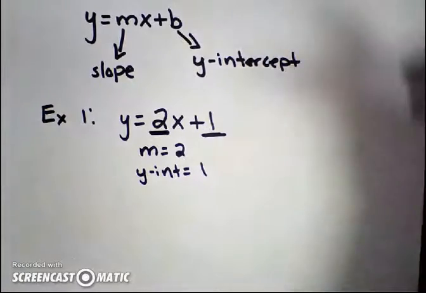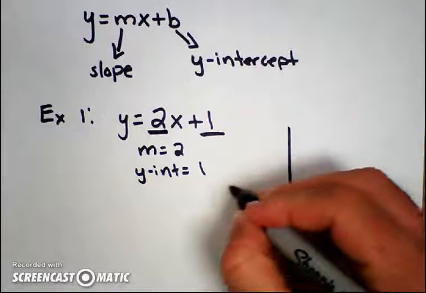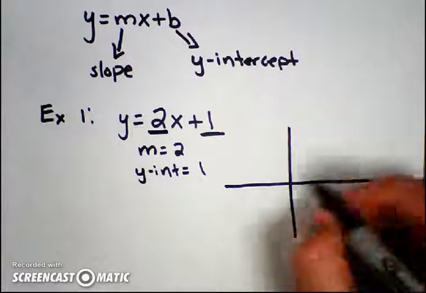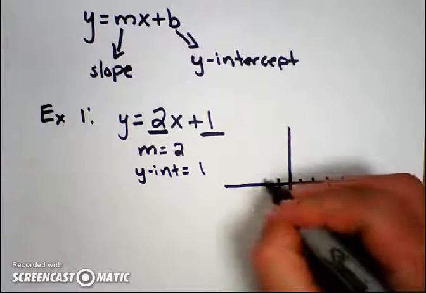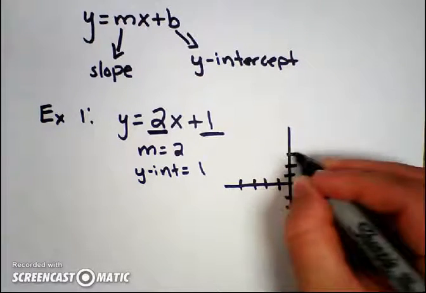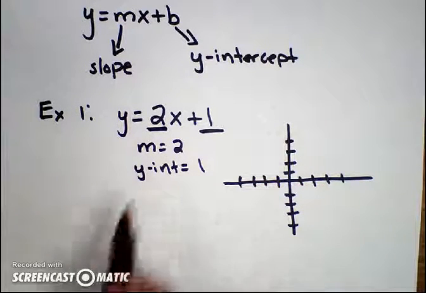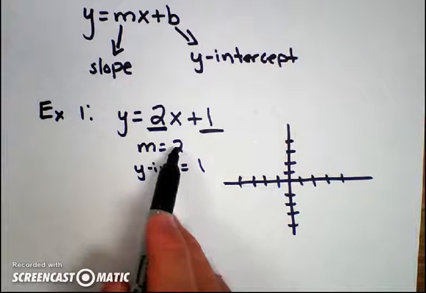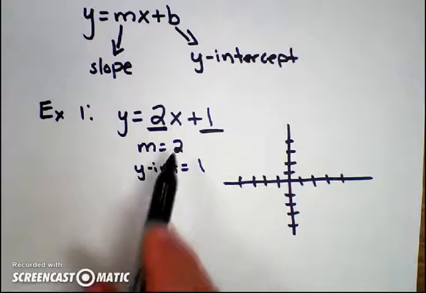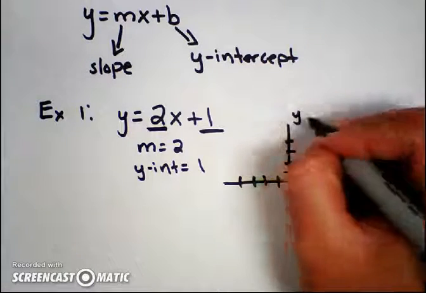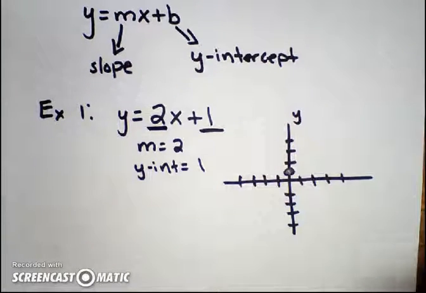So since I have those two things, I can draw a line pretty easily. I'm going to put maybe 4 marks on each side here. That should be all I need. The first thing that you always plot is the y-intercept, because you can't do a slope from a random place. You have to have a starting point. So my y-intercept, which is 1, will be on this y-axis. I'm going to plot a point at positive 1.